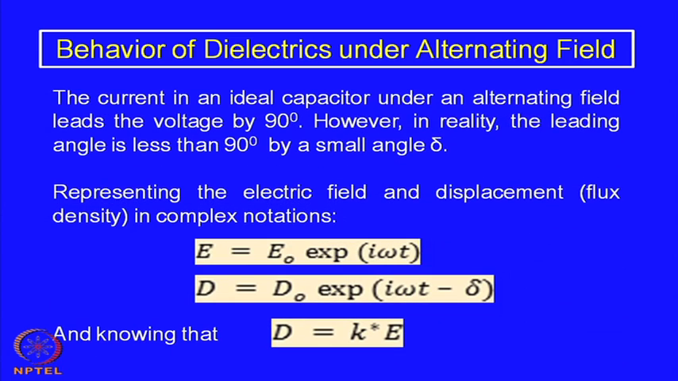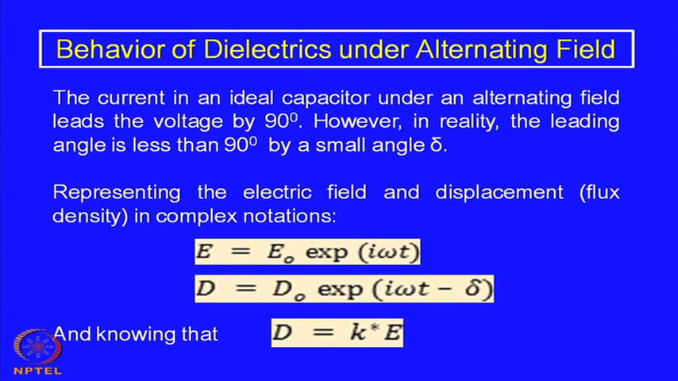Behavior of dielectrics under alternating field. We have started discussing it a little while ago, but let us look at it in a little more detail. The current in an ideal capacitor under an alternating field leads the voltage by 90 degrees. From the electrical engineering point of view, one knows that whenever there is a capacitor, the voltage and the current are not in phase with each other. So, current normally leads the voltage by 90 degrees.